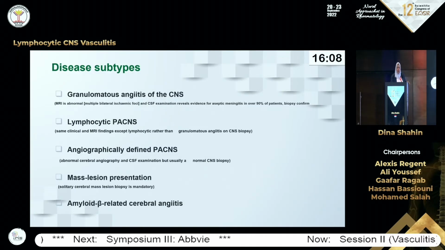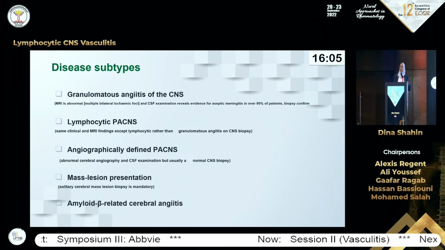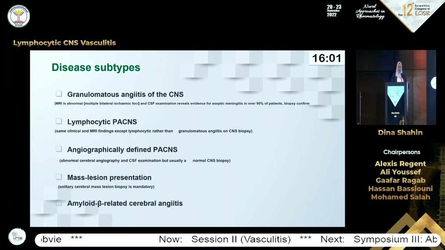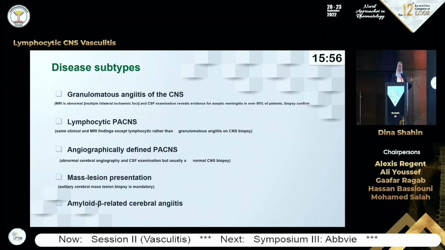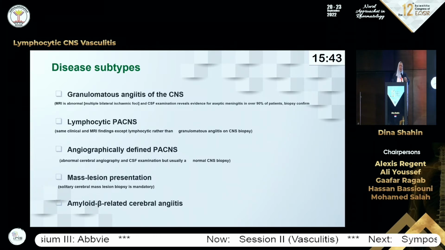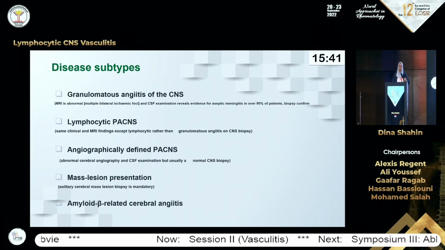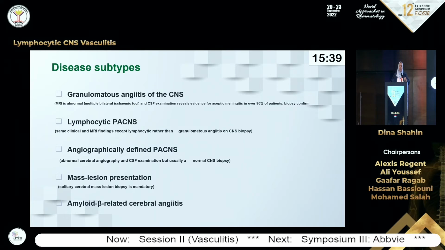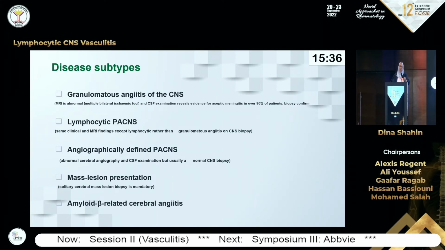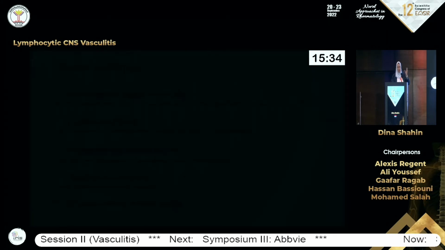دول الديزيز تايبس او ال5 تايبس اللي معروفين في حالات البرايمري سي ان اس انجيتس اوف ادلت. عندنا الجرانيولوميتاس والليمفوسيتك والانجيوغرافيكالي ديفايند، ودي بتبقى بايوبسي فيها نيجاتيف، وفي ماس ليجن افكت وفي اميلويد بي. الجرانيولوميتاس والليمفوسيتك الاثنين بيتشابهوا جدا في الكلينيكال مانيفستيشن والام ار اي فايندنج، لكن بيختلفوا فقط في حالات الهيستوباثولوجي. في الليمفوسيتك برايمري انجيتس بيبقى في ليمفو هيستوسيتك انفلتريشن بيريفاسكولار اند انترافاسكولار.